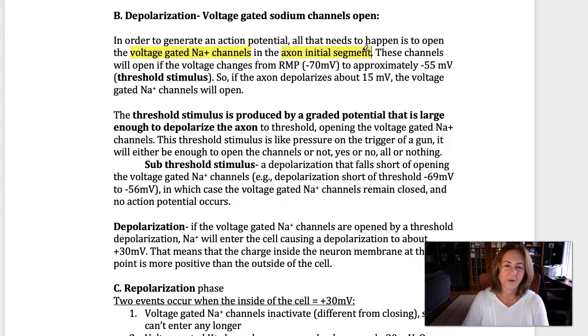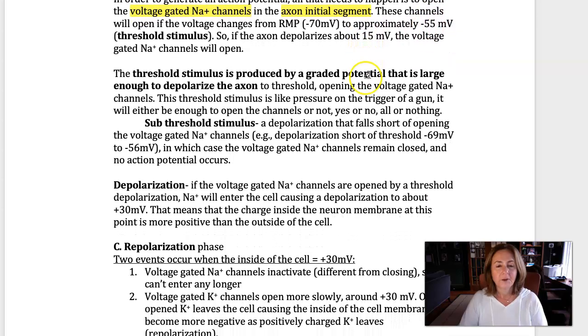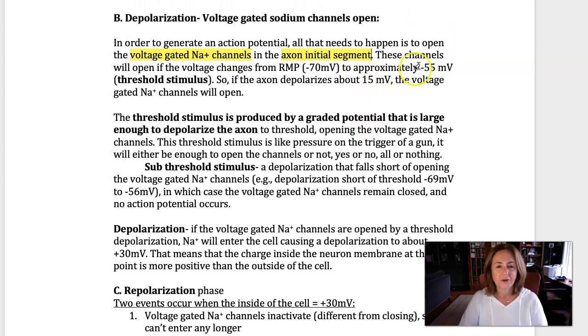That's just the first part of the axon. So this is where the sodium ions would diffuse into from the cell body and the dendrites. So these channels will open if voltage changes from the resting membrane potential, negative 70 millivolts, goes up to about negative 55 millivolts. Our book says negative 55.